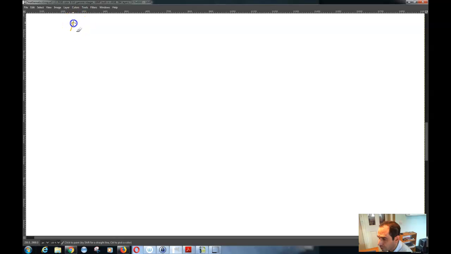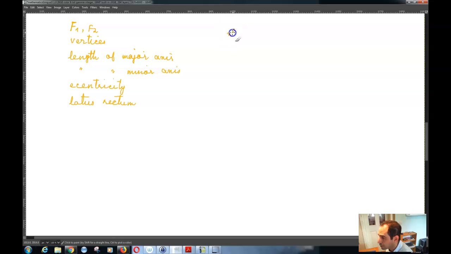Basically you want to find F1 and F2, the vertices, the length of the major axis, the minor axis, eccentricity, and the latus rectum of this ellipse over here, which is x squared by 25 plus y squared by 9 is equal to 1.